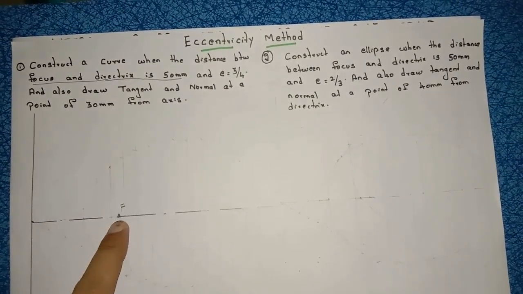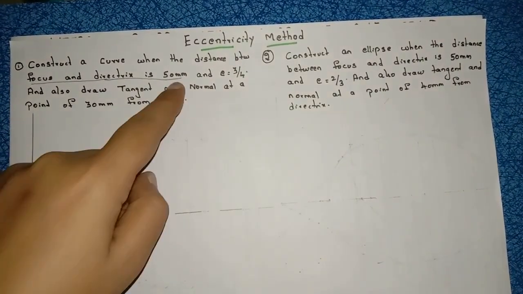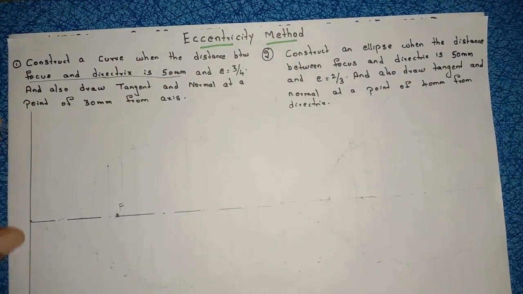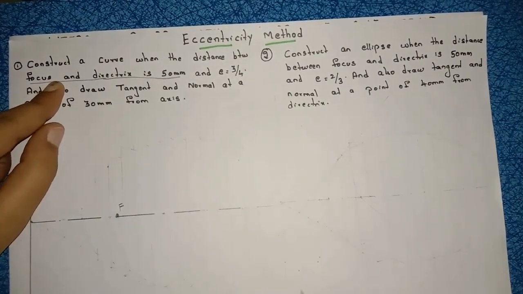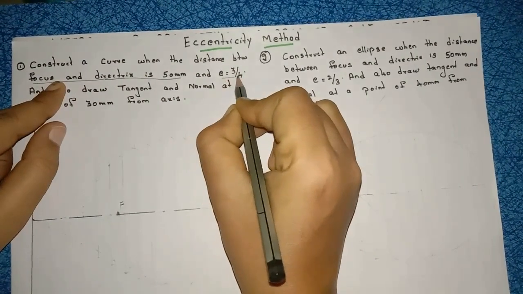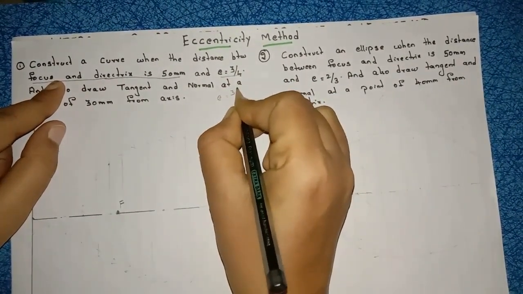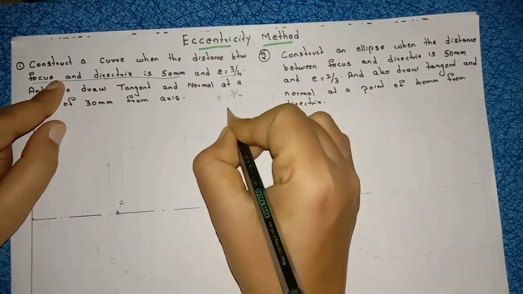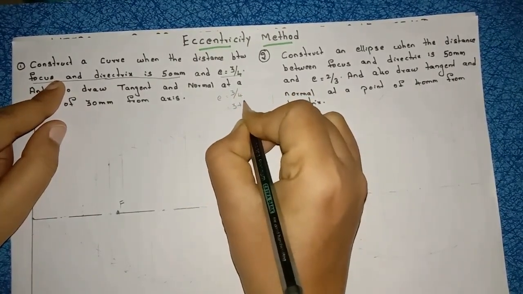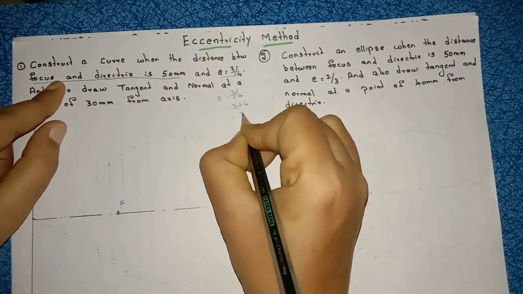The distance between focus and directrix is 50 mm. This is the first part of the question. Then next is e equal to 3 by 4. So if e equals 3 by 4, write down here 3 plus 4 equals 7.